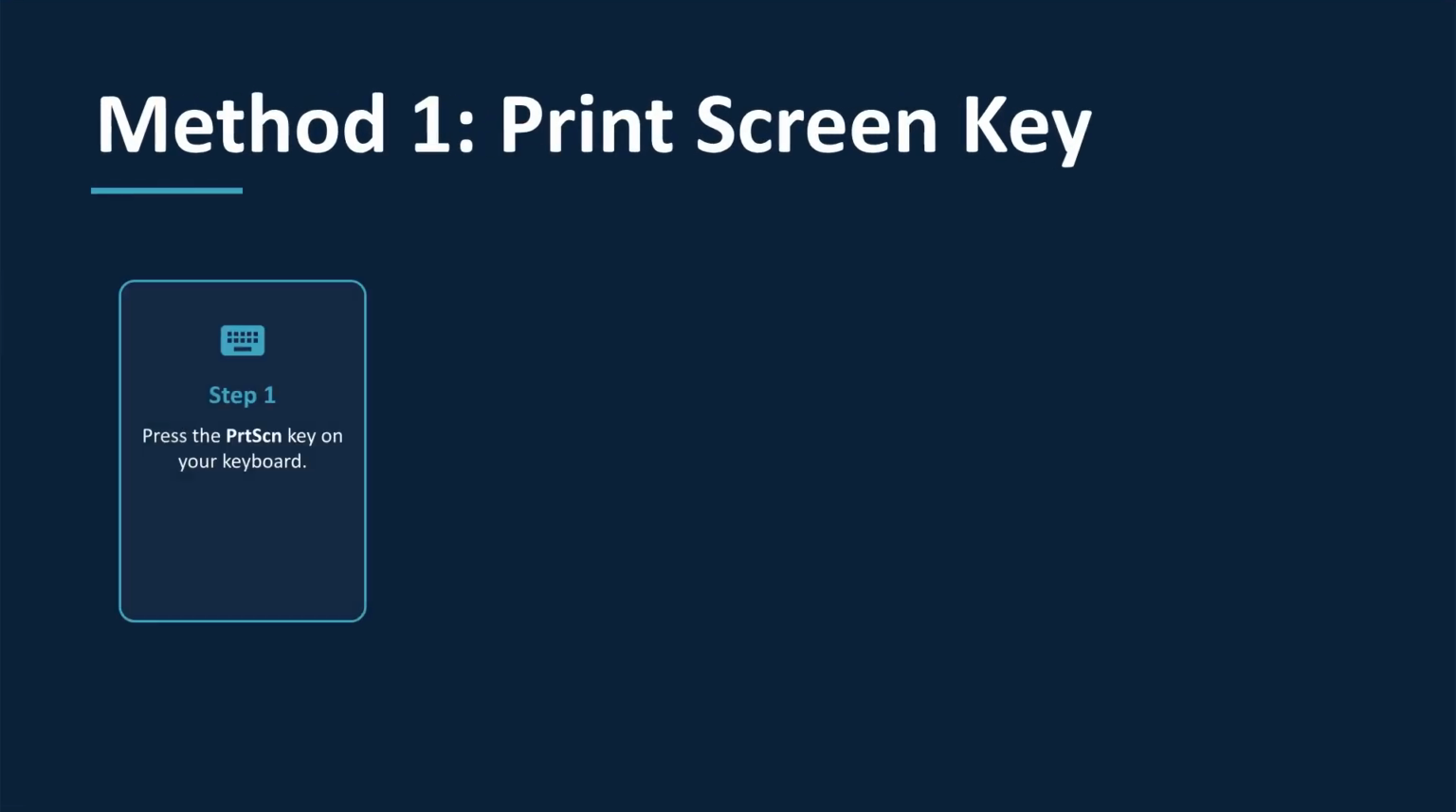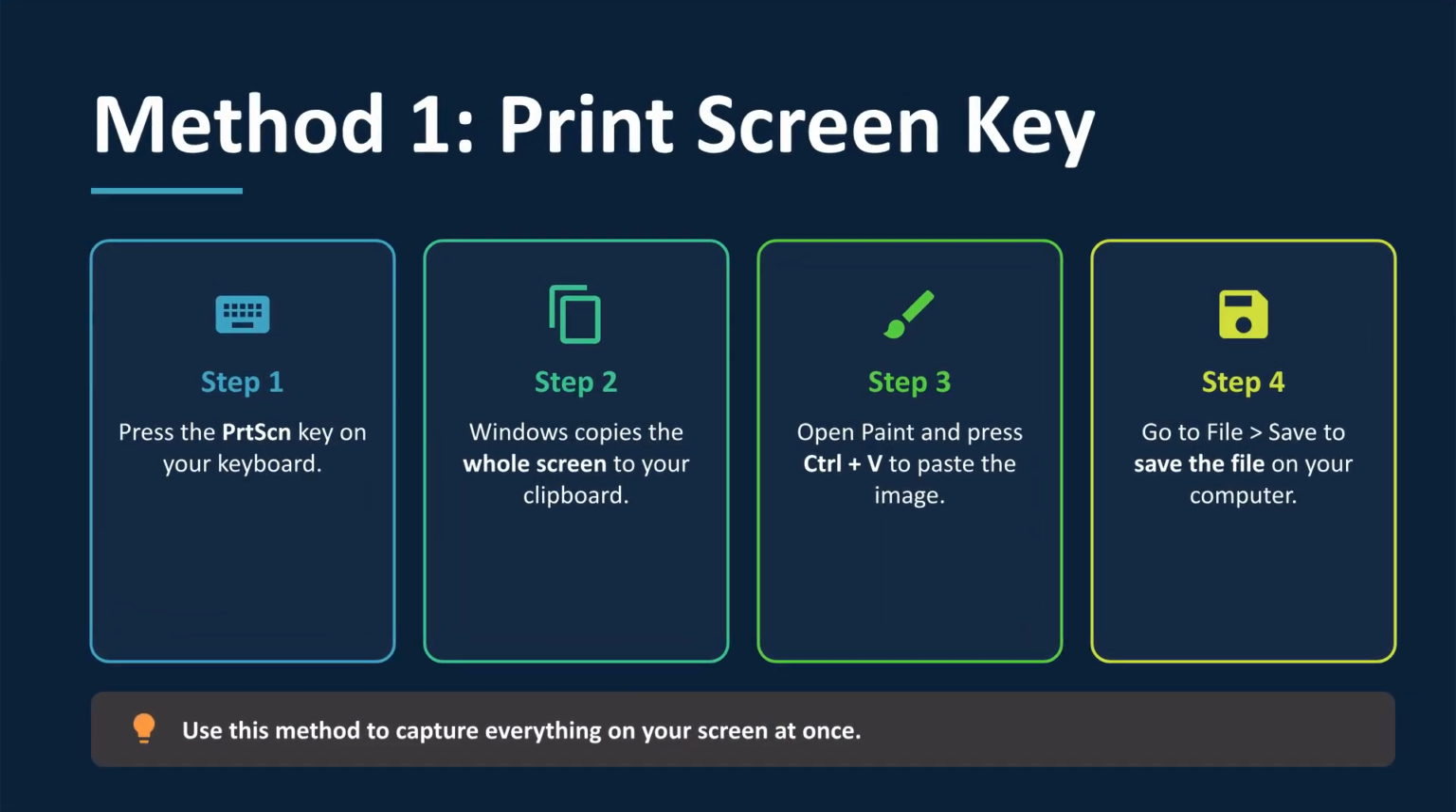Method 1 uses the Print Screen key, or PRTSCN. Press the key to copy the whole screen to your clipboard. Next, open Paint and press Ctrl plus V to paste the image. Finally, go to File, Save, to save the file on your computer. Use this to capture the entire screen at once.